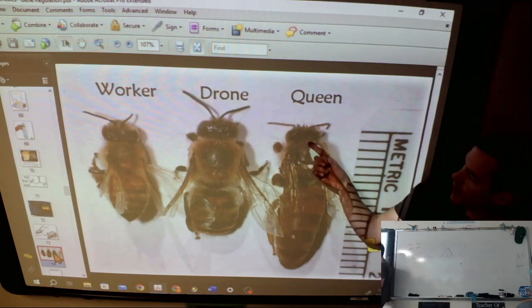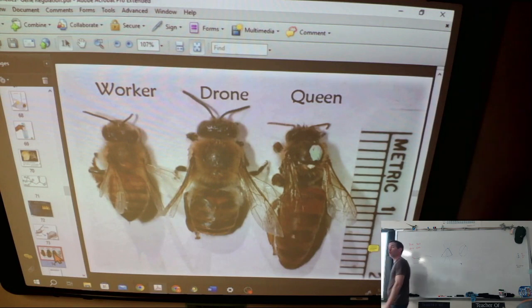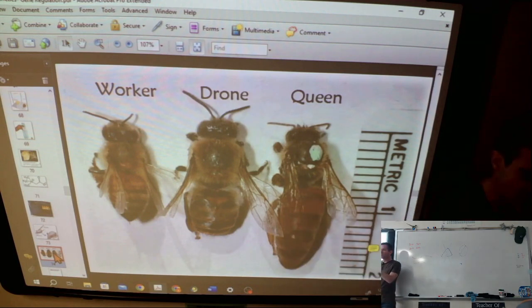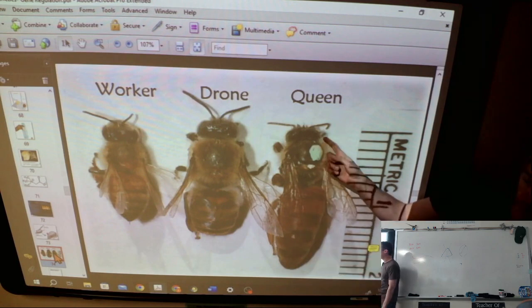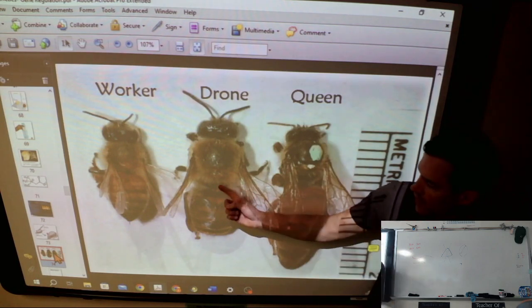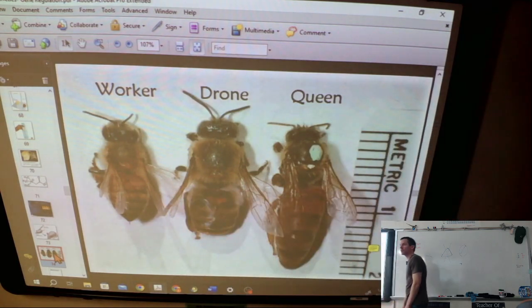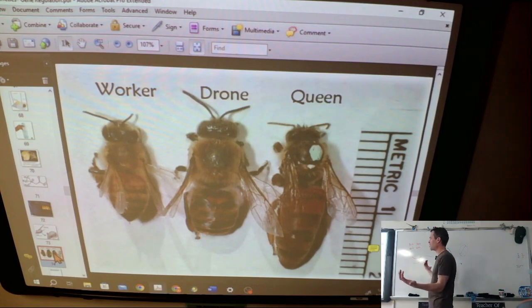So they feed the one that's going to be the queen this stuff called royal jelly. Everybody else just eats honey. Royal jelly provides methyl groups to silence certain genes, and that causes her to be the queen. The others don't get royal jelly, so they're not queens. One of them's even sterile. I don't remember which.